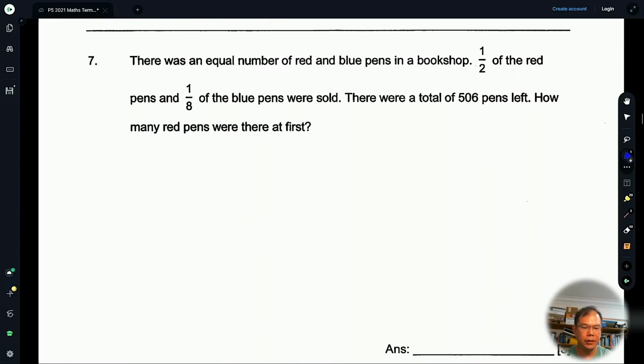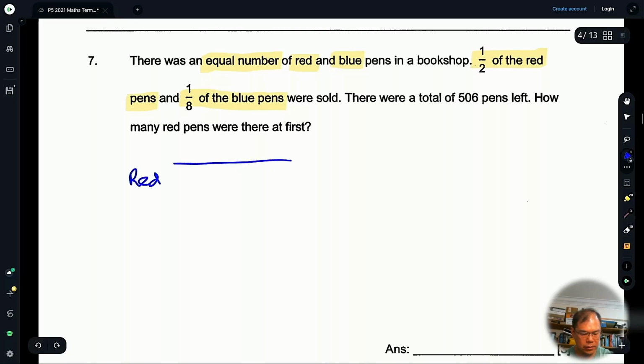Question 7. There was an equal number of red and blue pens in a bookshop. Half of the red pens and 1/8 of the blue pens were sold. Okay, so let's look at each statement properly. If I have an equal number of red and blue pens, I have red pens, I have blue pens, equal number.